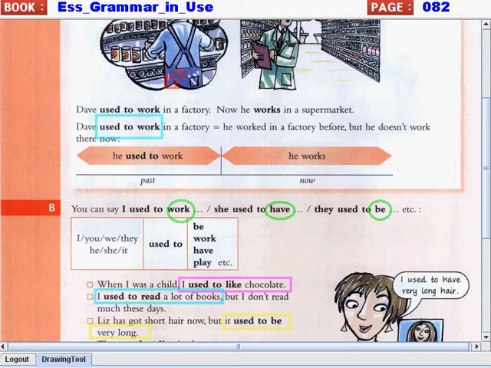Now, students, I want you to review this lesson and remember all the important information about the phrase "I used to." Remember how and when we use this phrase.